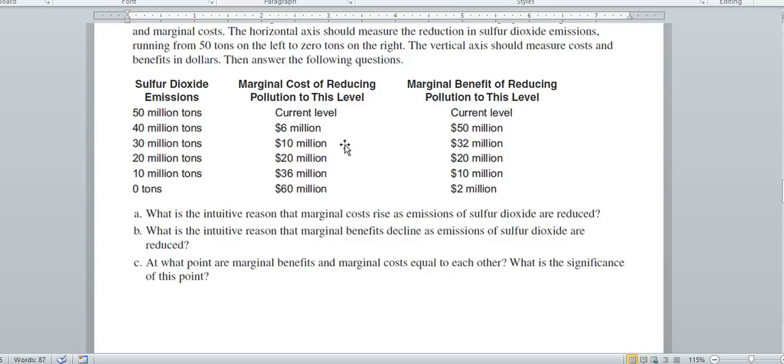If you look at this, going from current levels to 40 million tons is a marginal benefit of $50 million. Going from 10 million tons to 0 tons of pollution is only a marginal benefit of 2 million. So you see how we don't get nearly as much at the end as we do at the beginning.